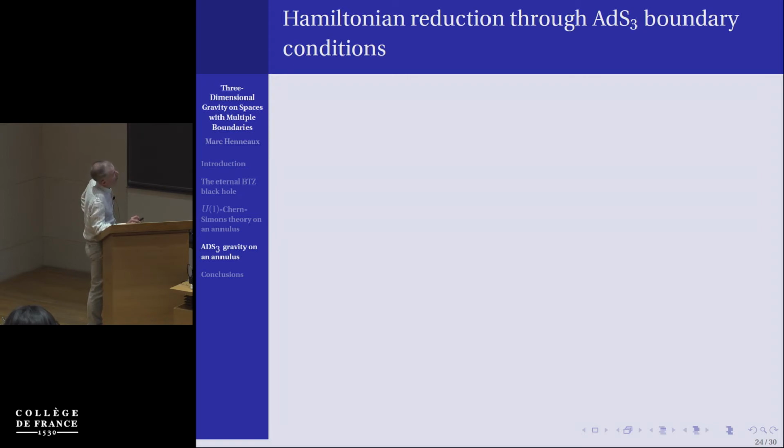Okay, so now let's go to AdS3 gravity on an annulus, and all I explained previously was a preparation for that. Why preparation? Because as we have seen, AdS3 gravity is a Chern-Simons theory based on a non-abelian group, SL2R cross SL2R. I will only focus on one copy, one SL2R, and the annulus configuration corresponds to the spatial sections of the BTZ black holes, for instance.